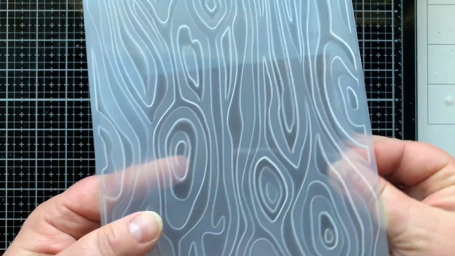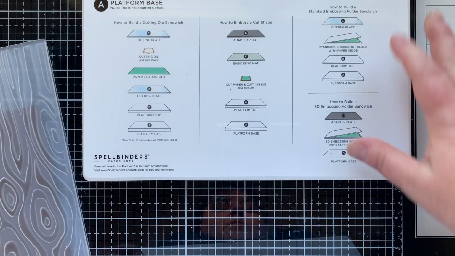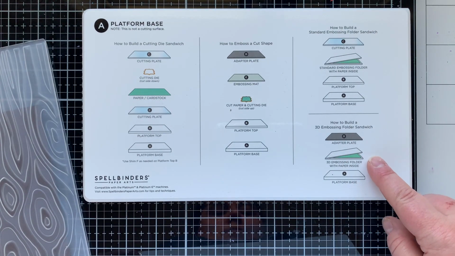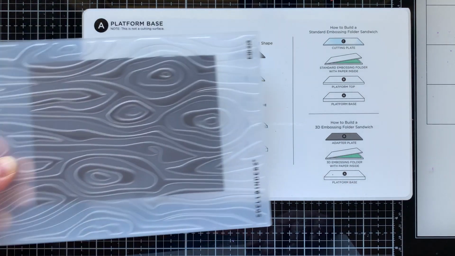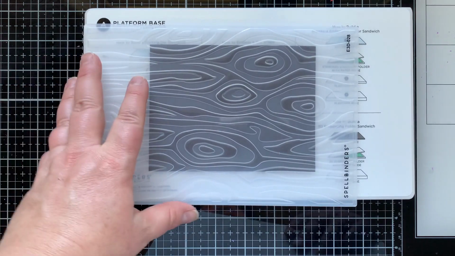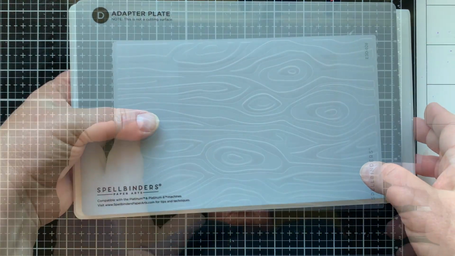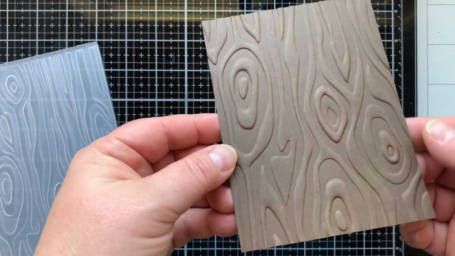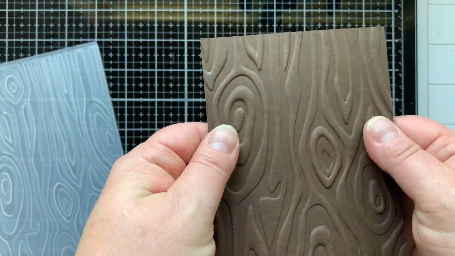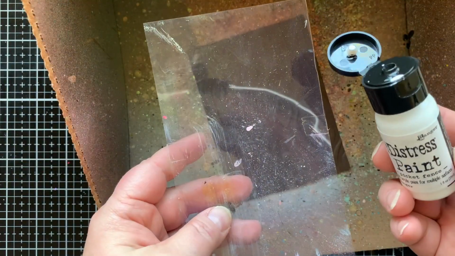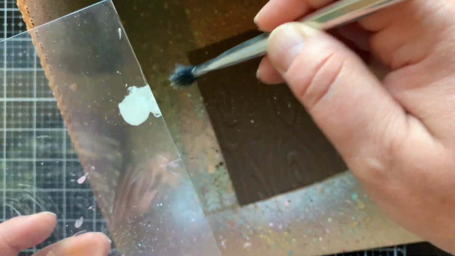Okay, we're going to set that aside and create the background for our card using this 3D embossing folder from Spellbinders, this wood grain folder. Now, when you do this, you want this new universal plate system to do 3D embossing folders. Right here on the base plate, it tells you what you need to do a 3D embossing folder, which is the D adapter plate. And look at all of the texture on this. It is so amazing how much texture you get.